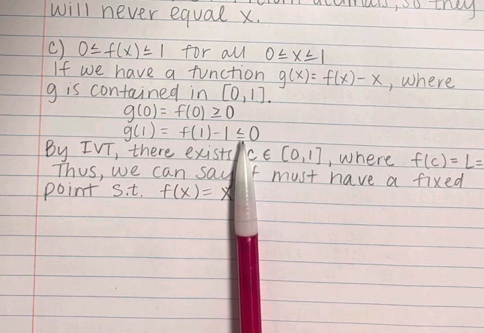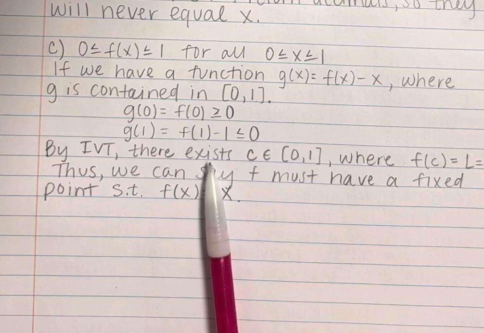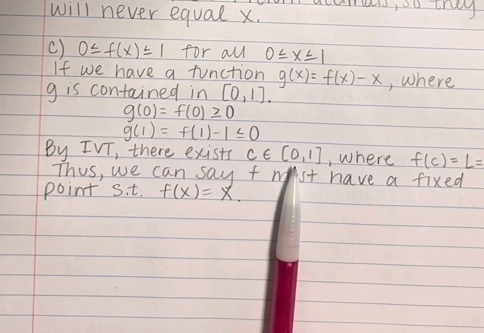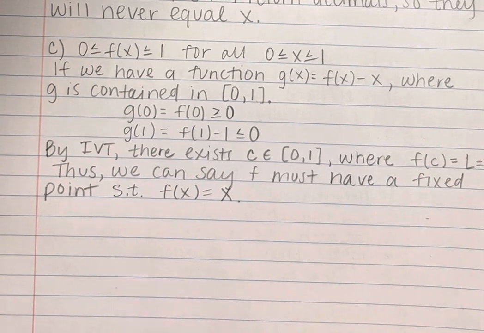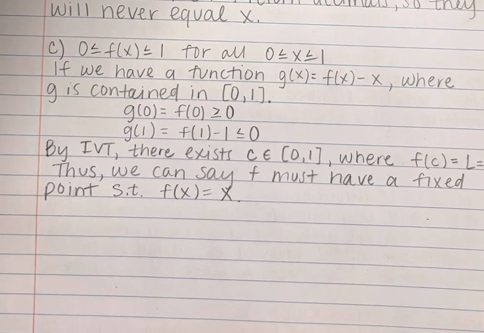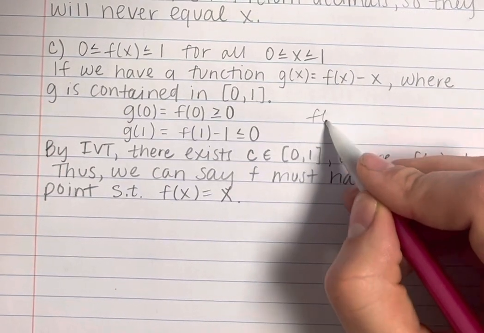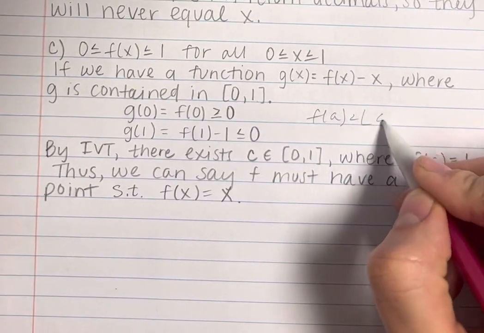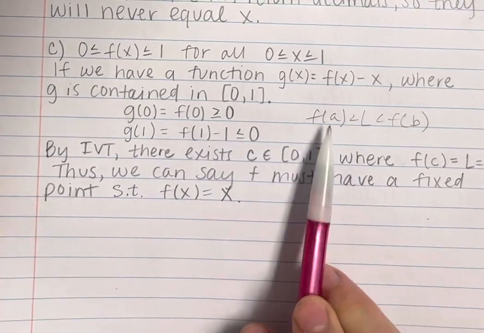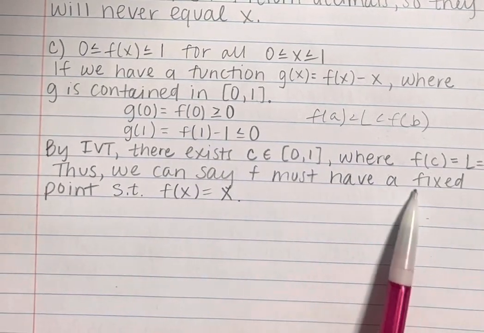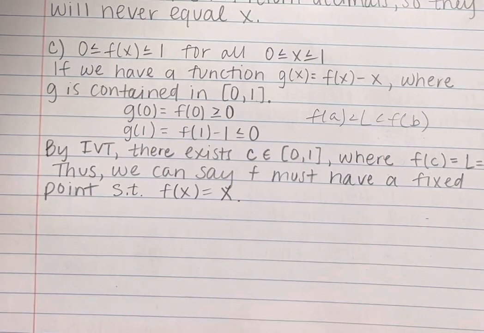0. Now again, by the intermediate value theorem, we can see that there exists a c in 0, 1, where f of c equals L equals 0. Basically, we can see that we have the f of a less than L is less than f of b. This is kind of what we're getting here. Well, we proved that here, so we can say that f must have a fixed point such that f of x equals x.